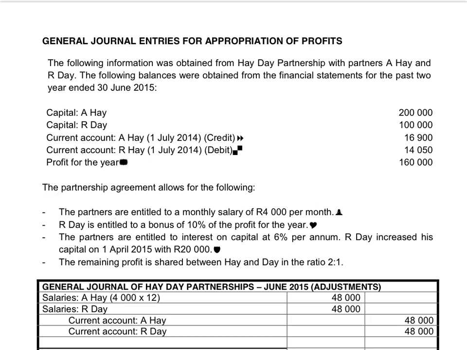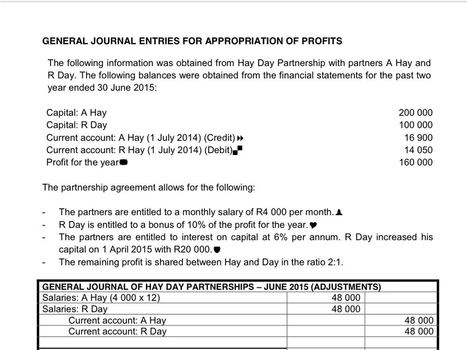Good morning. We will pay attention to partnerships today. If we look at the information about Heyday Partnership, for the past 2 years, the information was provided of the capital account, that's closing balances, and the current account opening balances, and the profit for the year, that was 160,000. This profit was calculated after all the normal income and expenses were taken into account.